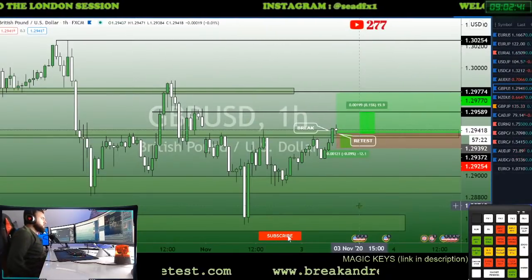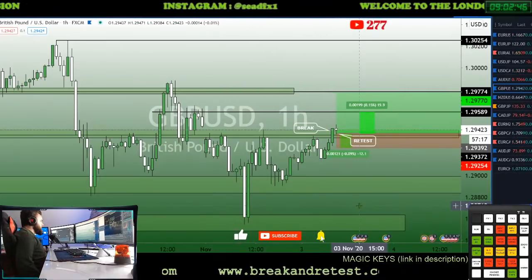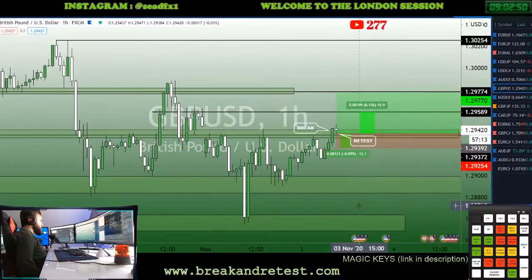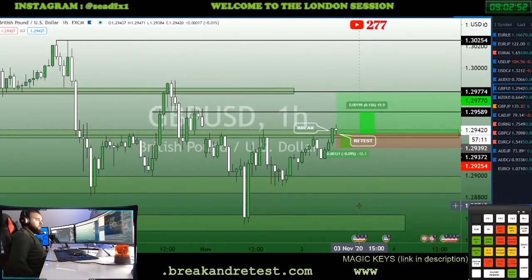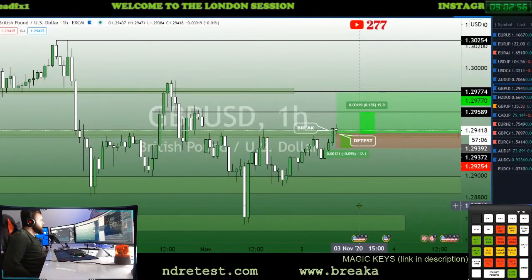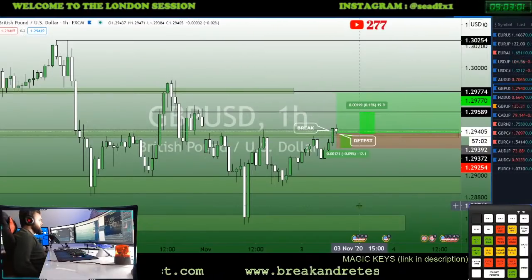The previous candle closed with no top wick, which in this situation means that we have good momentum to the upside. We have a good, strong close. All we need is some continuation to the upside.